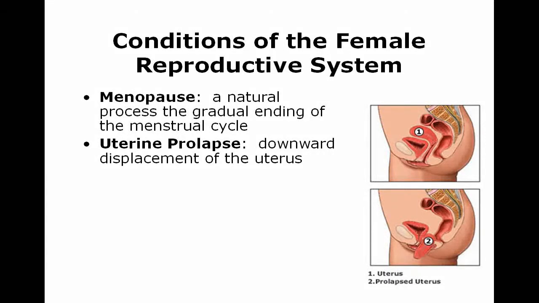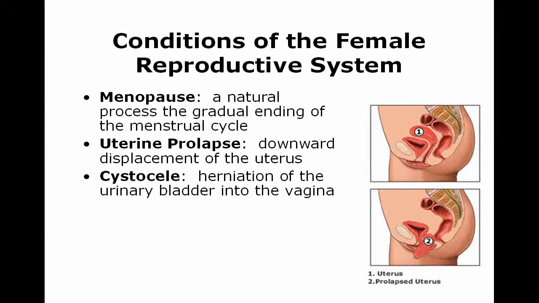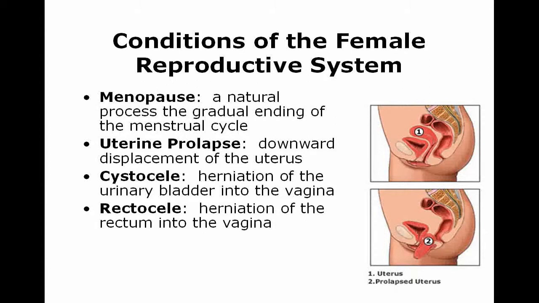Also on the same PowerPoint slide, I have uterine prolapse, cystocele, and rectocele described. They're all kind of related, and just because I don't have very much on the screen about them doesn't make them any less important. When we're looking at uterine prolapse, the uterus literally drops down out of place. You can see from picture 1 to picture 2.